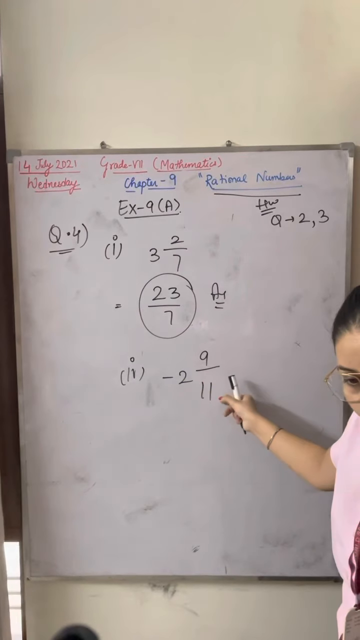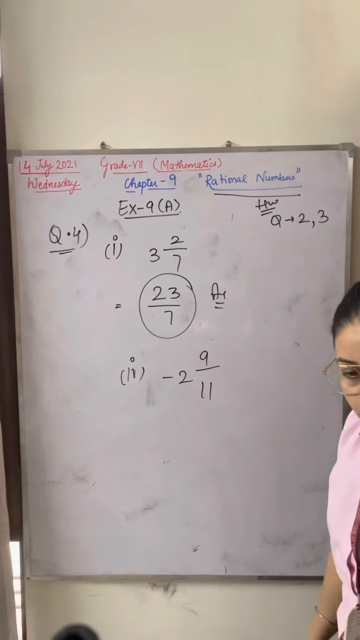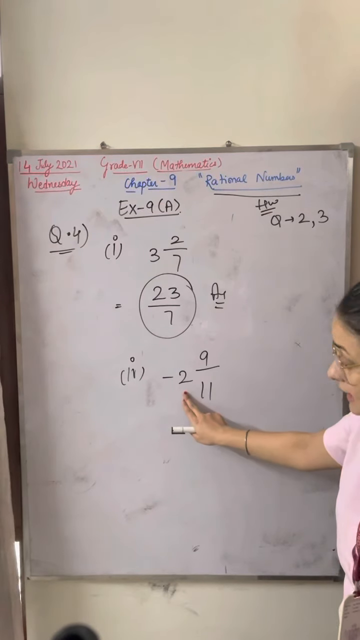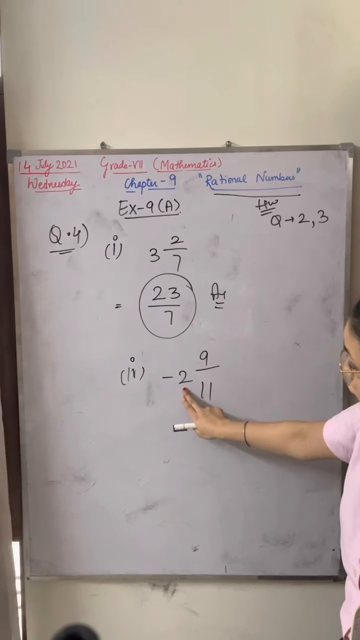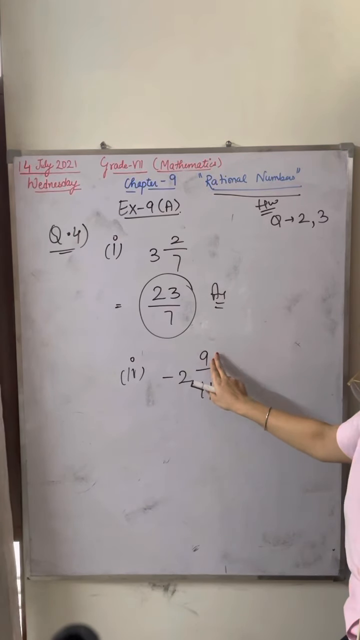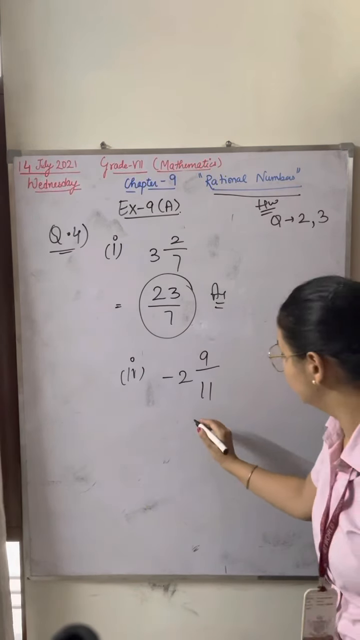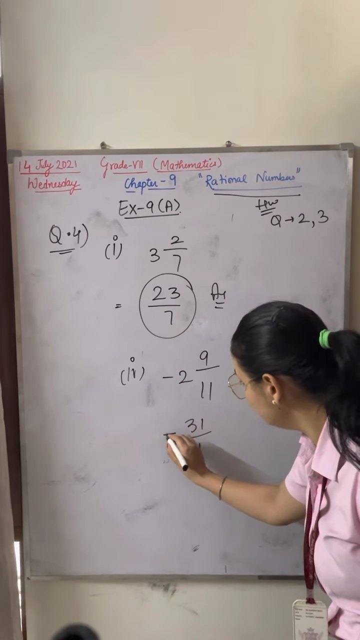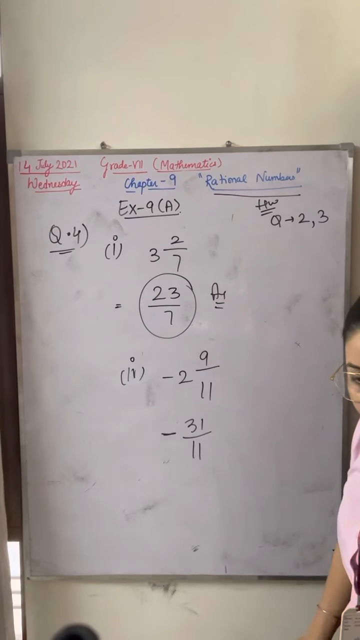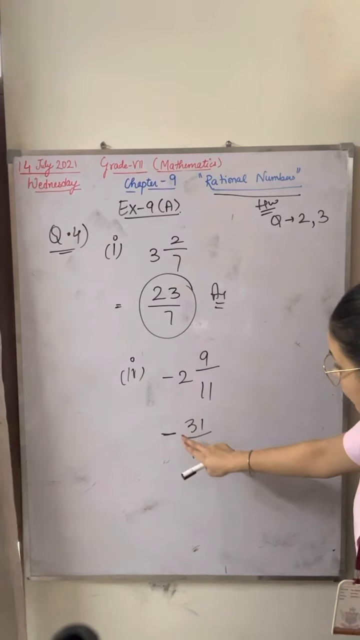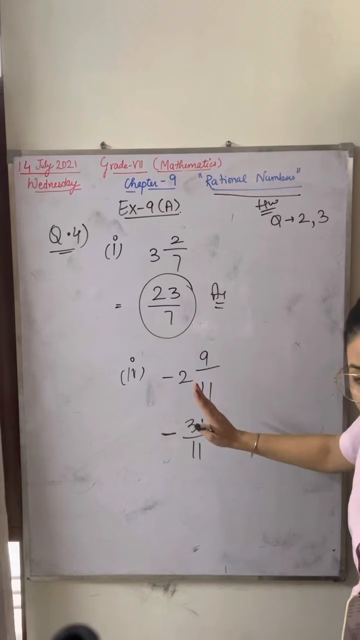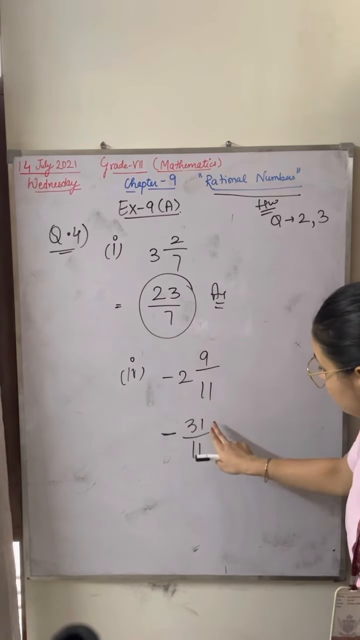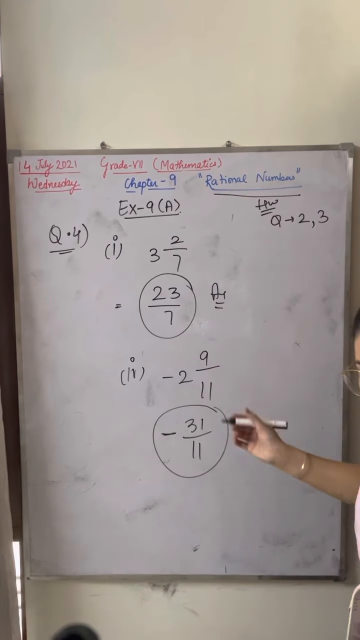Solve it quickly. 11 twos are how much? 22. 22 plus 9. Very good. 31 upon 11, and this minus sign will come here. You don't have to remove the minus sign, you have to place it as it is. Okay, minus 31 upon 11. So that is a rational number. This is your answer.